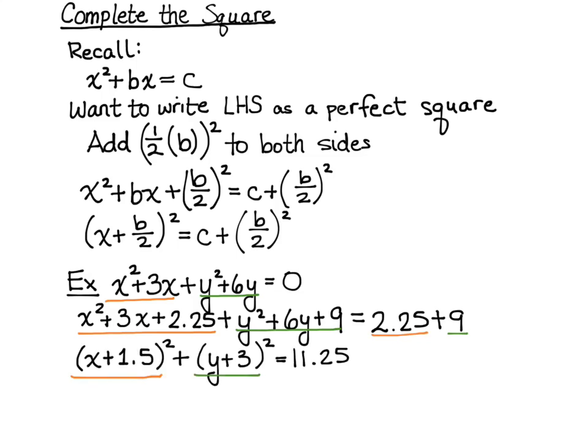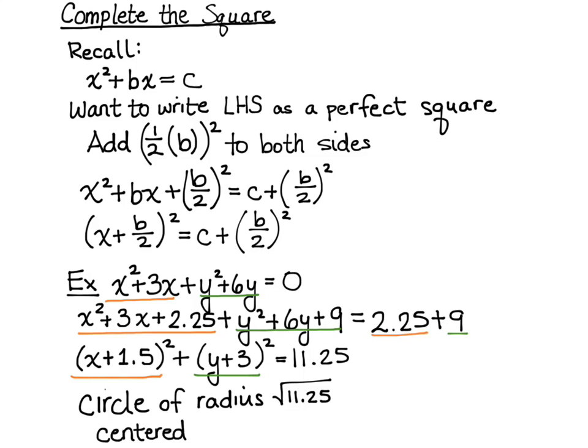Alright, so the nice thing about completing the square is once we've done this process, both the x terms and the y terms are going to split up into nice perfect squares. The x terms are going to give me (x plus 1.5) quantity squared, and the y terms are going to give me (y plus 3) quantity squared. And then on the right-hand side I just added the 2.25 plus 9. So this tells me that I have a circle of radius the square root of 11.25, and the center of this circle is at negative 1.5, comma negative 3.